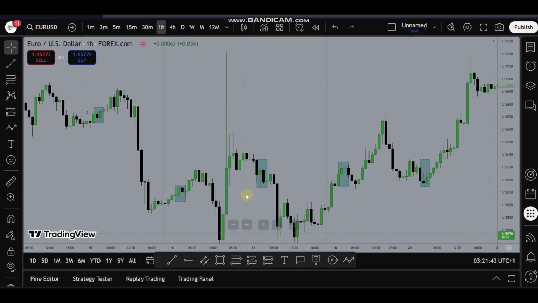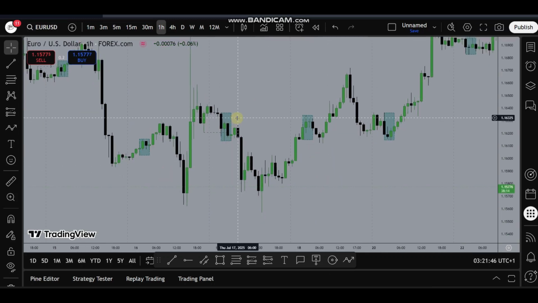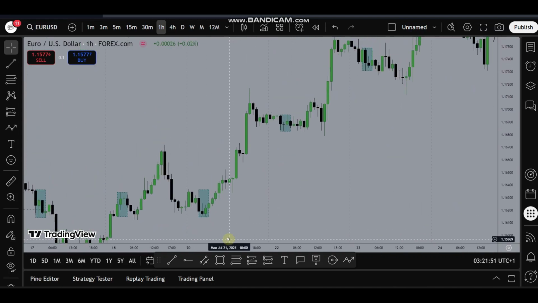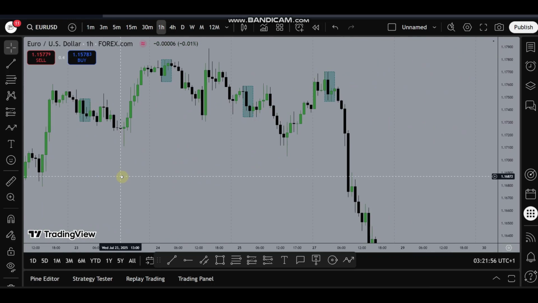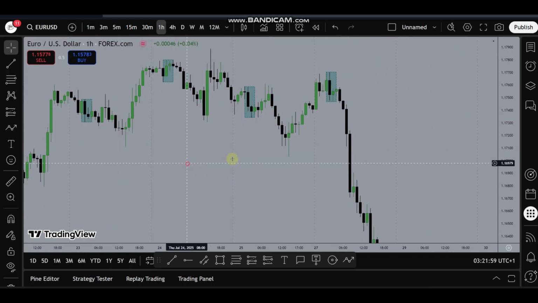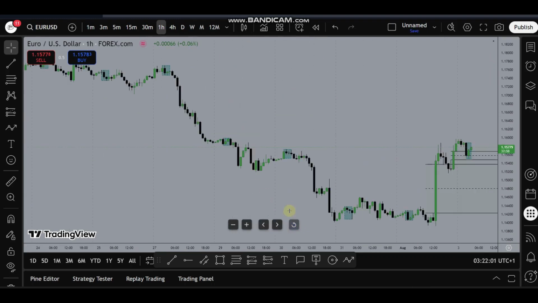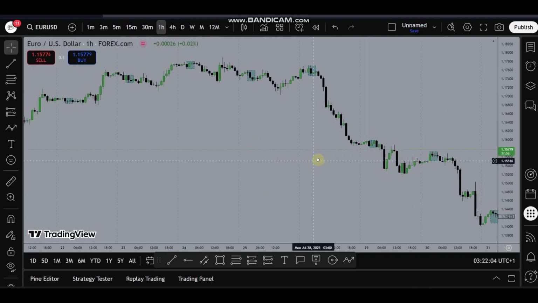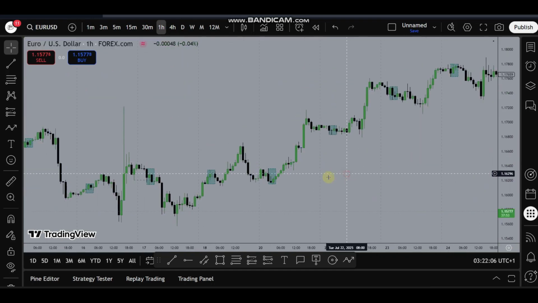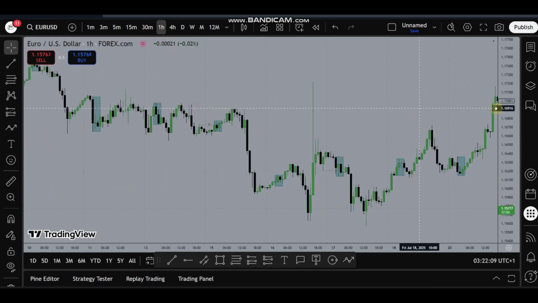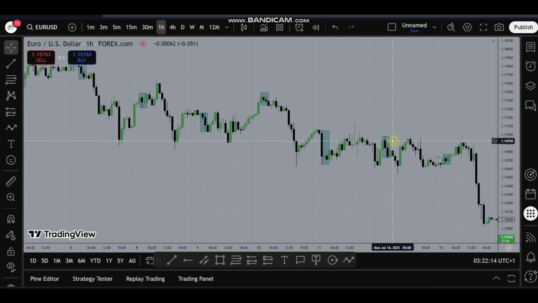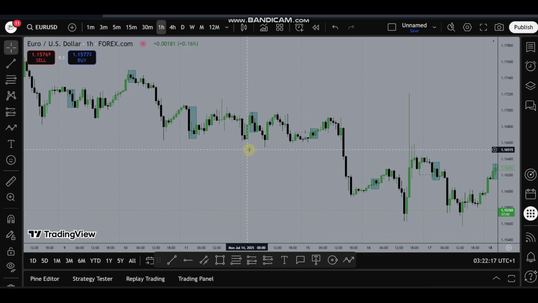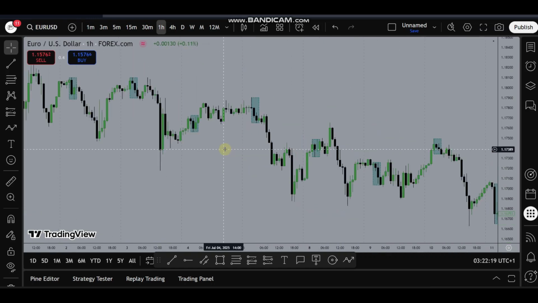So let's go to the chart and see if we can find a breaker block. Okay, all these things are not mitigated. I'm looking for a mitigated breaker block. I don't want to drop into the 5 minutes time frame. I want to see all the things I'm looking for here on the 1 hour time frame.